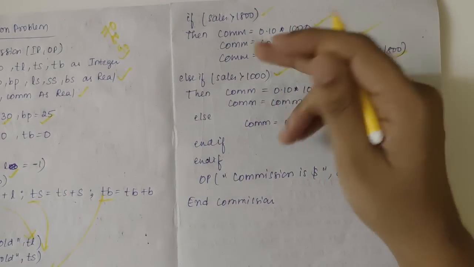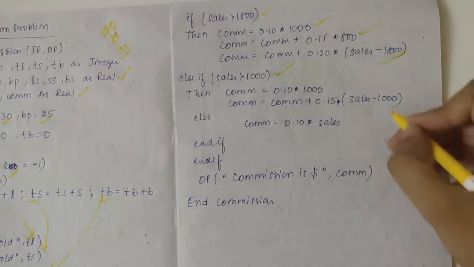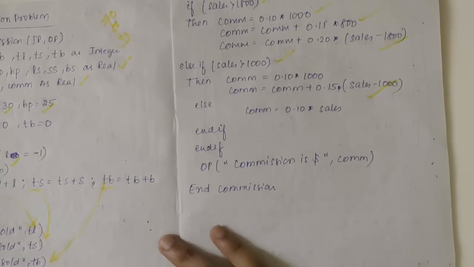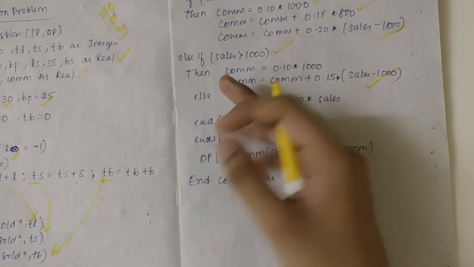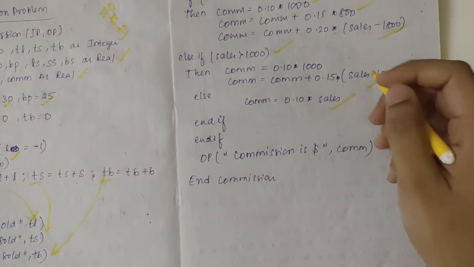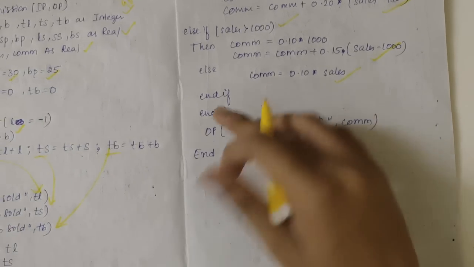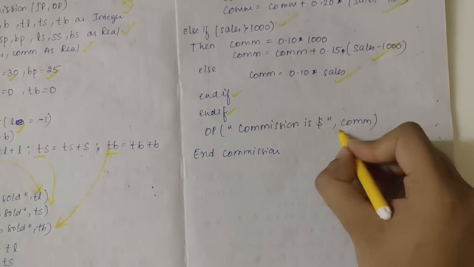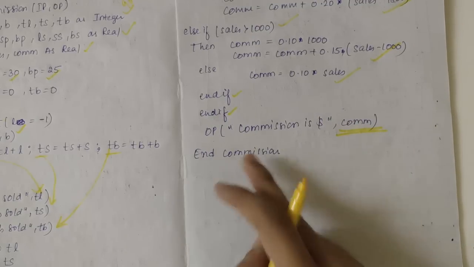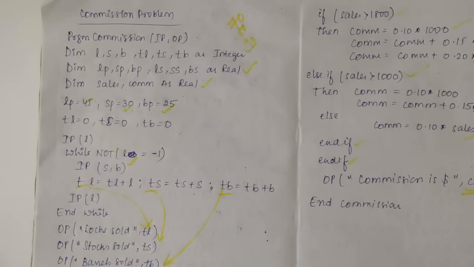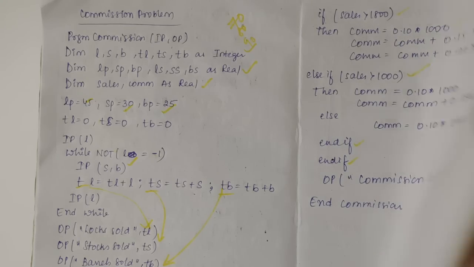Coming to this part, if sales is greater than 1,000, then the commission would be 15%. Else, if these two conditions fail, then the commission would be just 10% of the sales. Then we end the if parts and finally give the output as commission. So this was about the commission problem. This may not be asked in the exam.